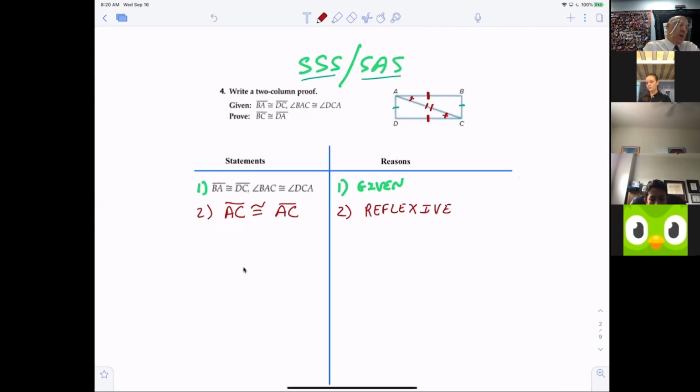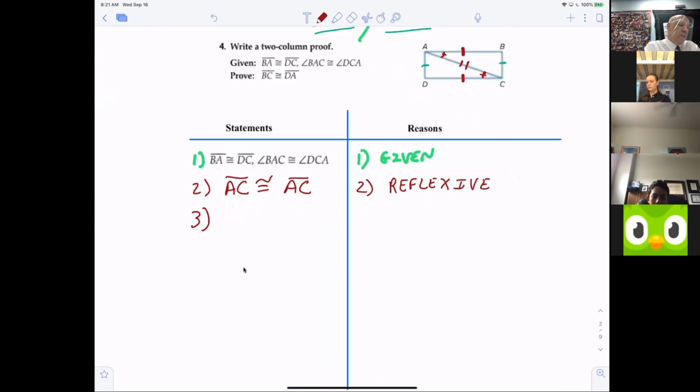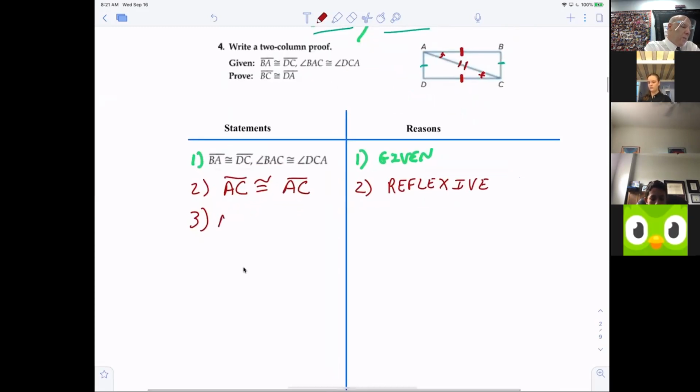Okay, now what's true about the triangles? Can anybody see that they're congruent? Why are they congruent? Side, angle, side, that's why. So here we go. Number 3, now you got to say it correctly. We're going to start with triangle ABC. Triangle ABC is congruent to triangle what? You guys, you got to make sure you know that now. Again, it matters. Triangle ABC.